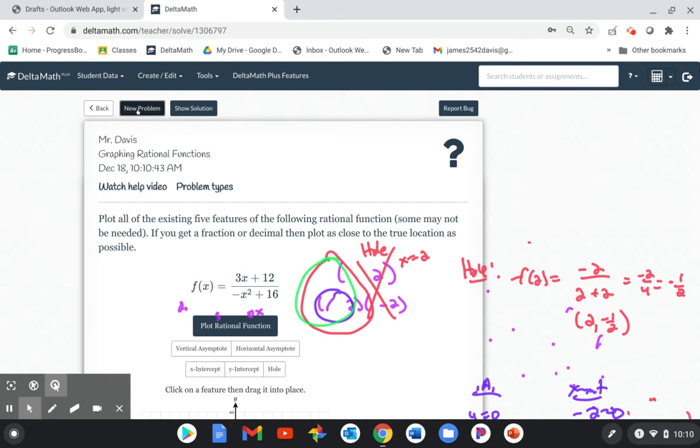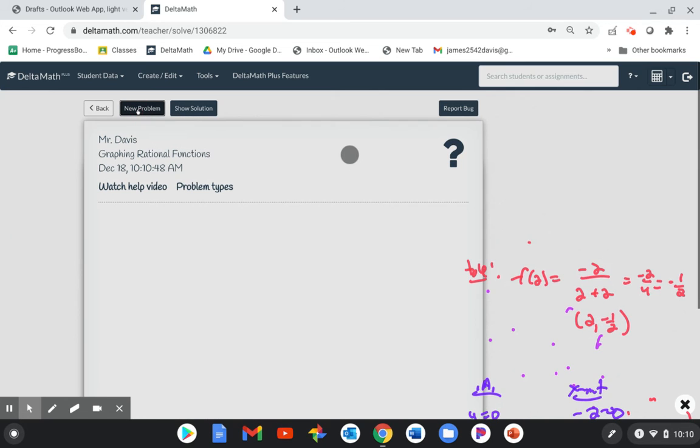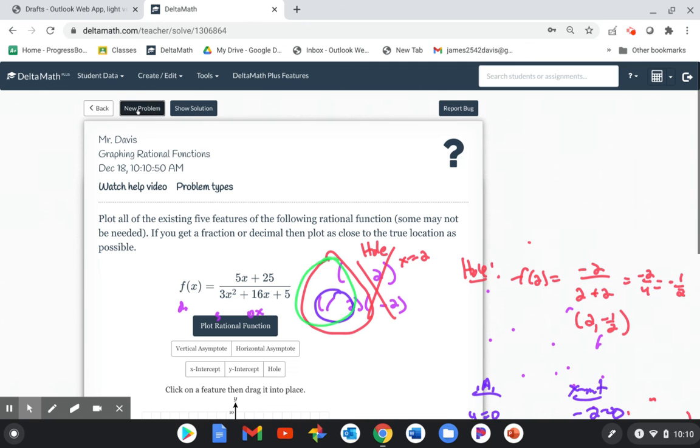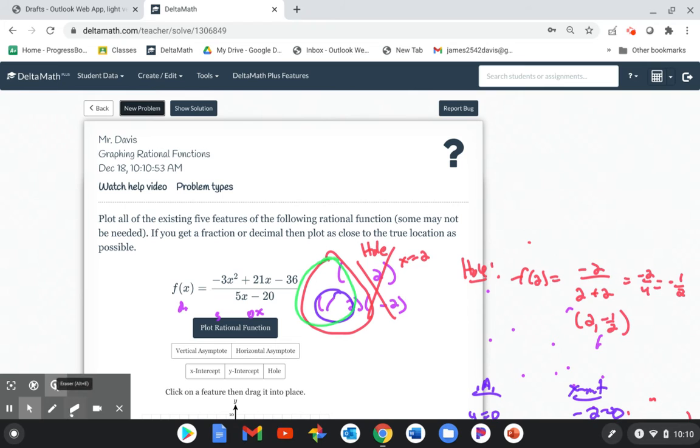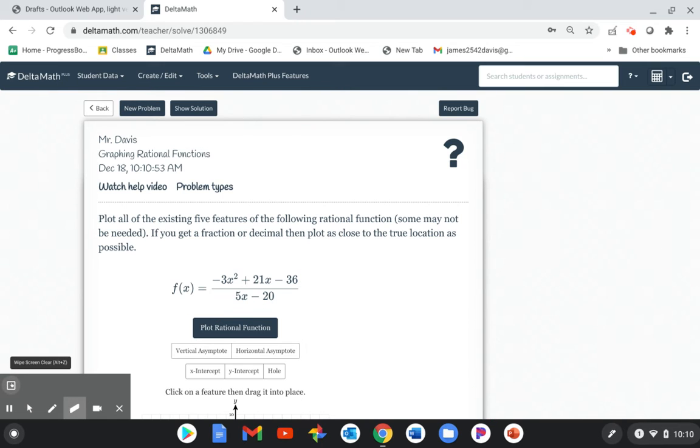Let's go ahead and let's maybe try to do one more. See if we can find a different scenario. Let's do this one. All right. Last one here. This one looks a little bit challenging, but we'll go ahead and go for it.